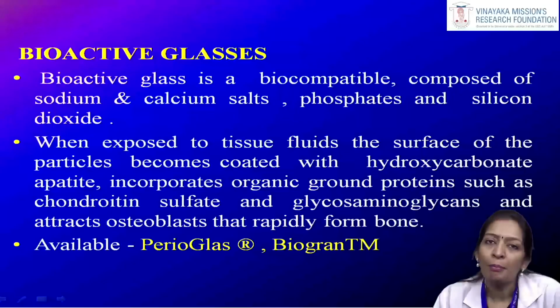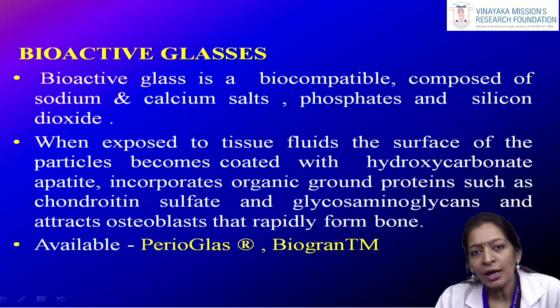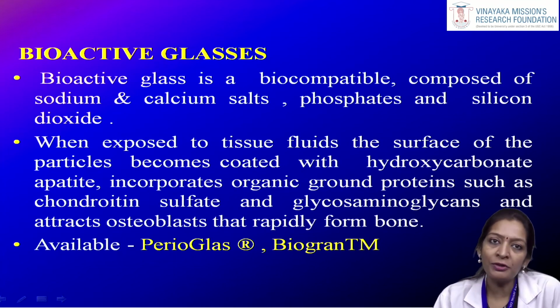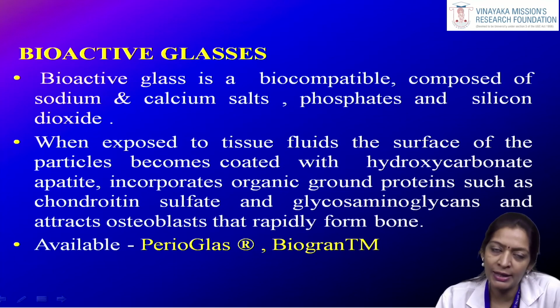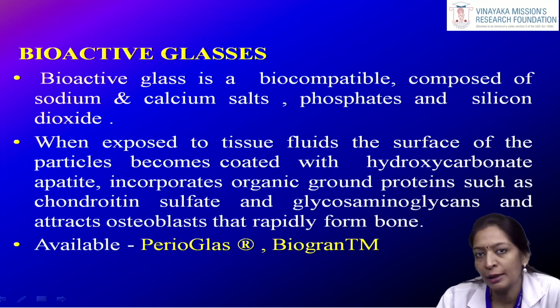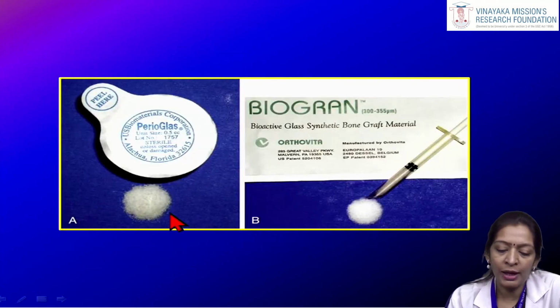The next one is bioactive glass. Bioactive glass is a synthetic material which is biocompatible, composed of sodium and calcium salts, phosphates and silicon dioxide. When this bioactive glass is exposed to tissue fluids, the surface of the particles becomes coated with hydroxycarbonate apatite. This incorporates the organic ground proteins such as chondroitin sulfate and glycosaminoglycans, and this attracts the osteoblasts and rapidly helps in the formation of new bone and regeneration. The two commercially available products are Perioglass and Biogran.